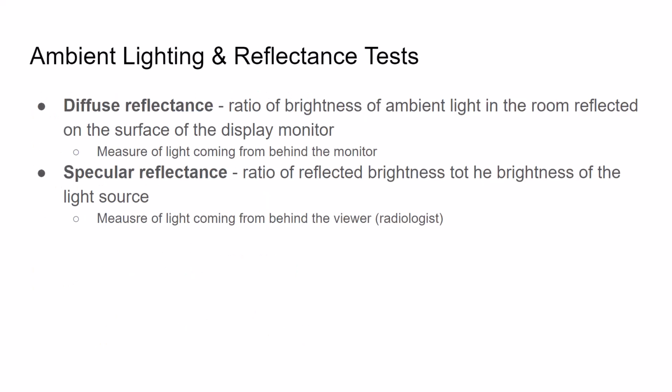There's a couple of ambient lighting and reflective tests you need to be familiar with as well. Diffuse reflectance refers to the ratio of brightness of ambient light in the room, which is reflected off the surface of the display monitor. In other words, it measures light coming from behind the monitor. Specular reflectance is the ratio of reflected brightness compared to the brightness of the actual light source. This is measured by light coming from behind the viewer, or the radiologist.